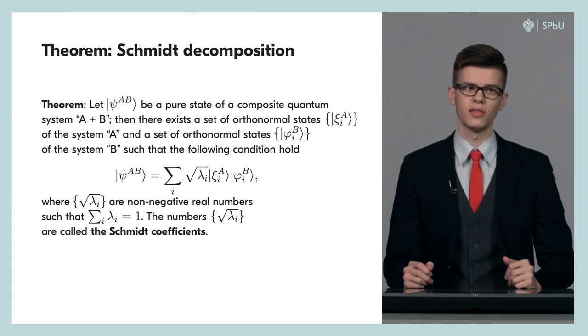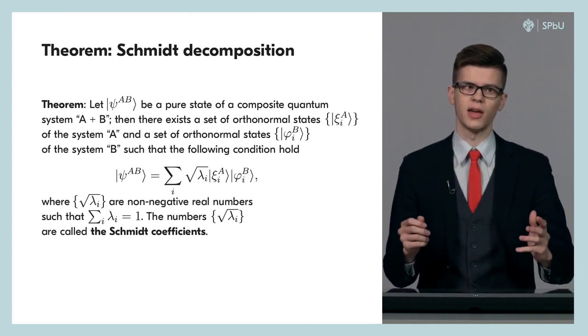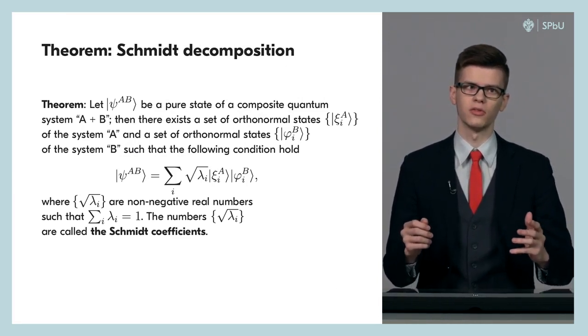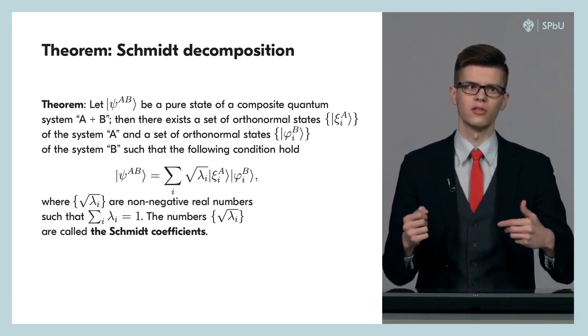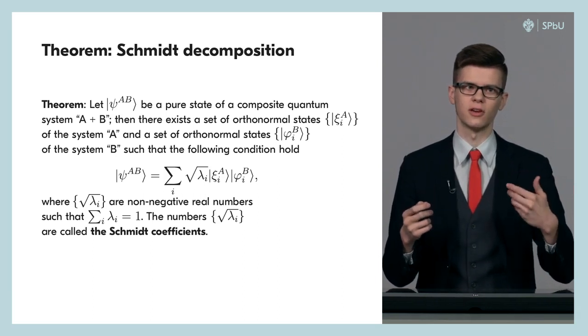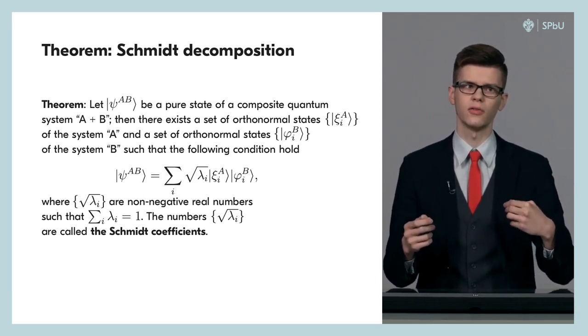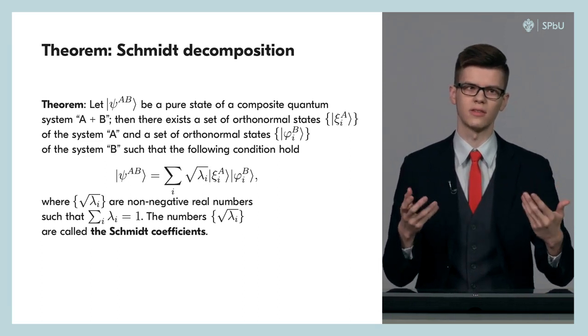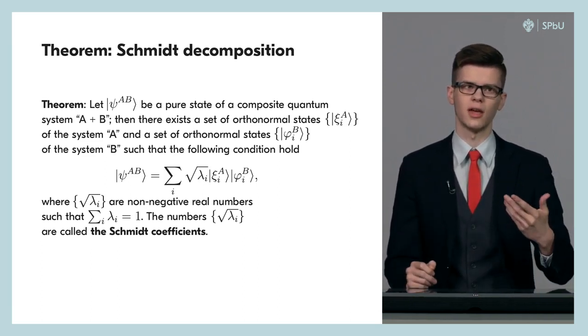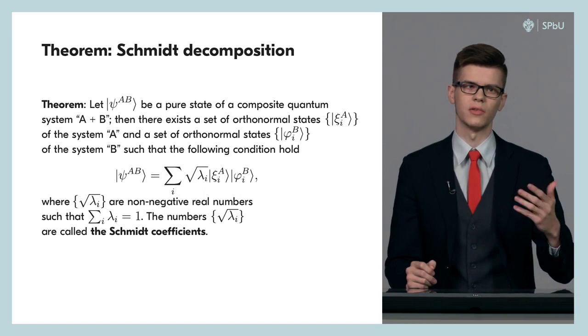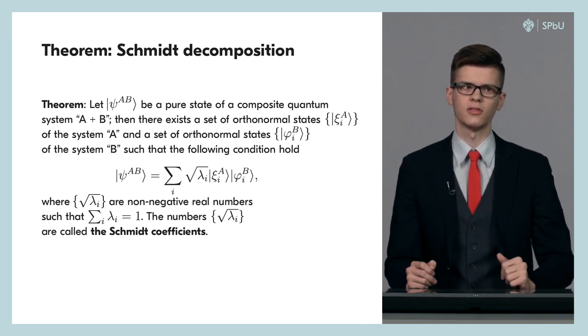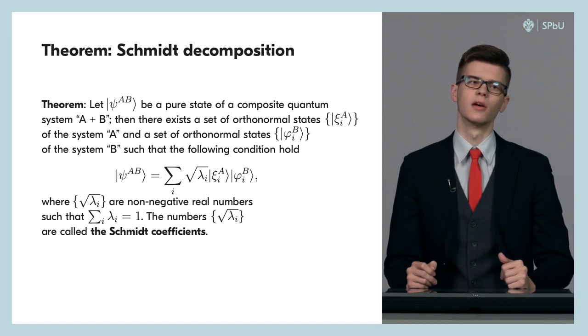Let us formulate the following theorem, which is also known as the Schmidt theorem. Suppose a state vector psi sub AB describes a pure state of a composed physical system that consists of A and B subsystems. Then two sets of orthonormal states, vectors xi sub i and phi sub i for the subsystems A and B respectively, exist, so that the state vector psi AB of the whole system can be represented as the sum of the square root of lambda i times the tensor product of vectors xi i and phi i. Such expansion is also known as the Schmidt decomposition.